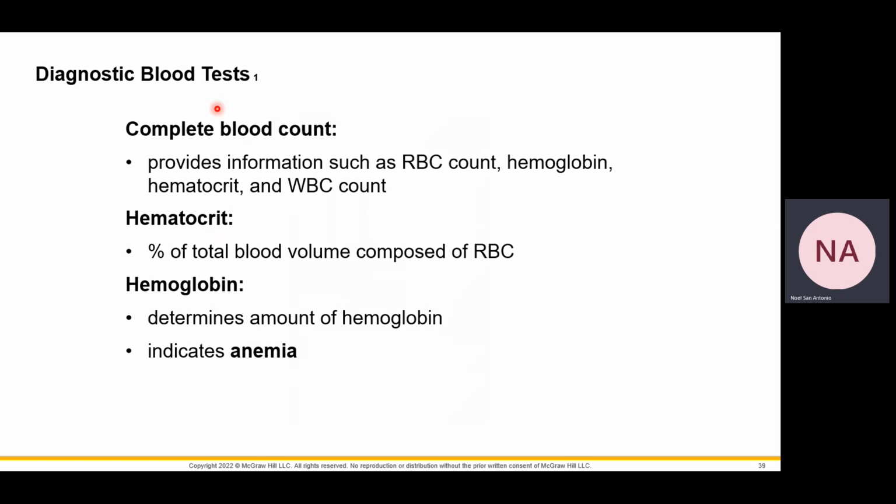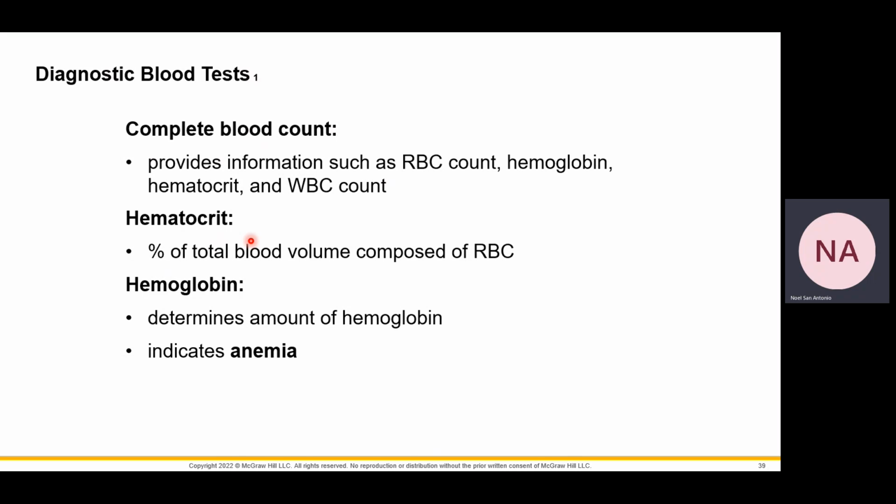So, ito yung mga na-mention natin kanina. Na-mention na natin yung CBC, and you already know the normal values for CBC. Nakita dun sa figure kanina. Complete blood count, so RBC count, hemoglobin, hematocrit, and white blood cell count. Hematocrit is the percent of blood volume composed of RBC. Kaya it is expressed in percentage.